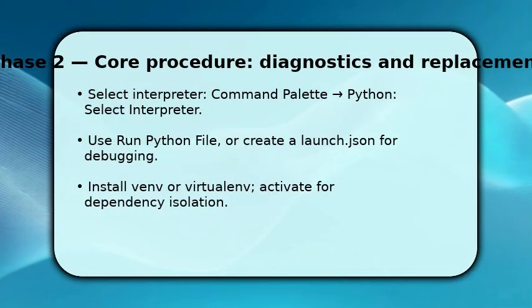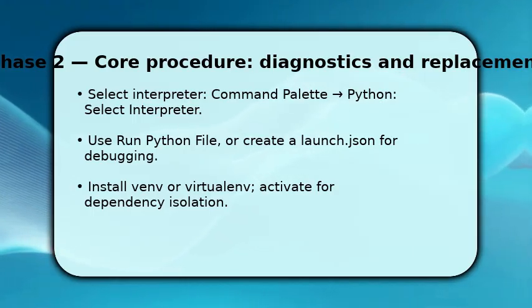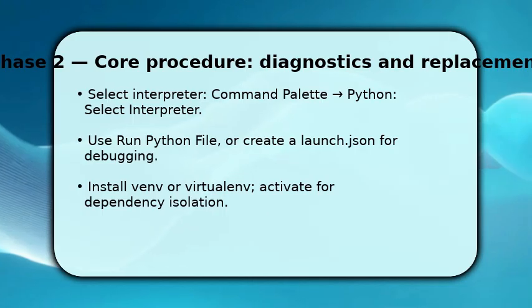Once you've saved your .py file, choose the interpreter with command palette > Python: Select Interpreter so VSCode uses the correct runtime. If you need isolation, create a venv with python -m venv .venv, then activate it. This ensures pip installs go to the project.